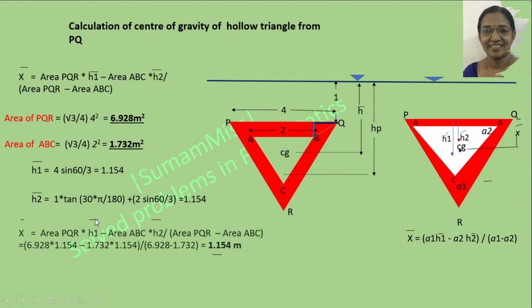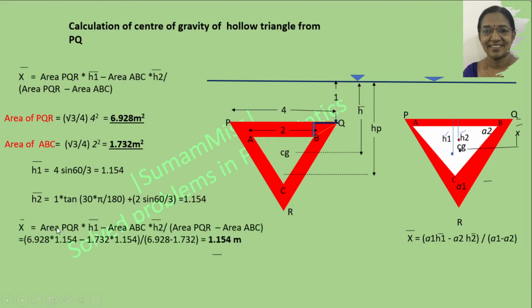So X bar can be calculated as X bar equal to area PQR into H1 bar minus area ABC into H2 bar divided by area PQR minus area ABC, or X bar equal to 1.154 meter. Remember, in the present case, the surface is hollow equilateral triangular plate. So center of gravity of the both triangle is same with respect to PQ. But in this case, it may be different.